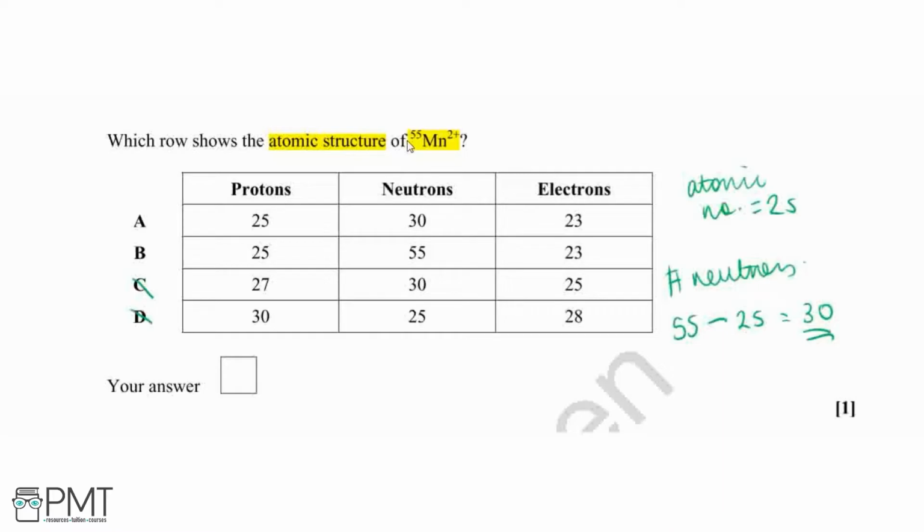And this gives us option A as our answer if we're comparing between rows A and B, and we can confirm this with our number of electrons. The number of electrons in a neutral atom is equal to the number of protons. However, we've got a 2+ charge. Therefore, the number of electrons in our ion is 25 subtract 2, because we've got a 2+ charge, which gives us 23 overall. Therefore, our answer is option A.